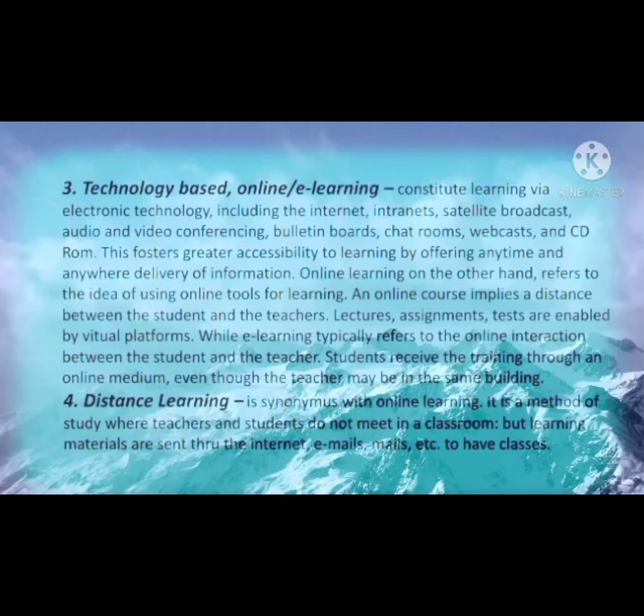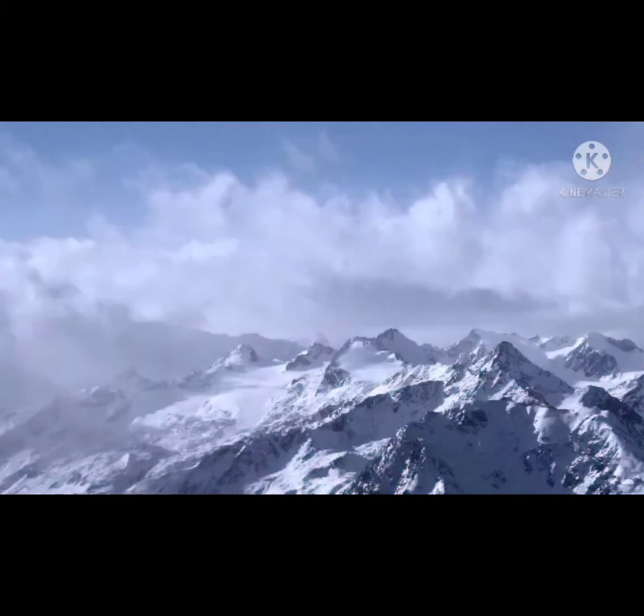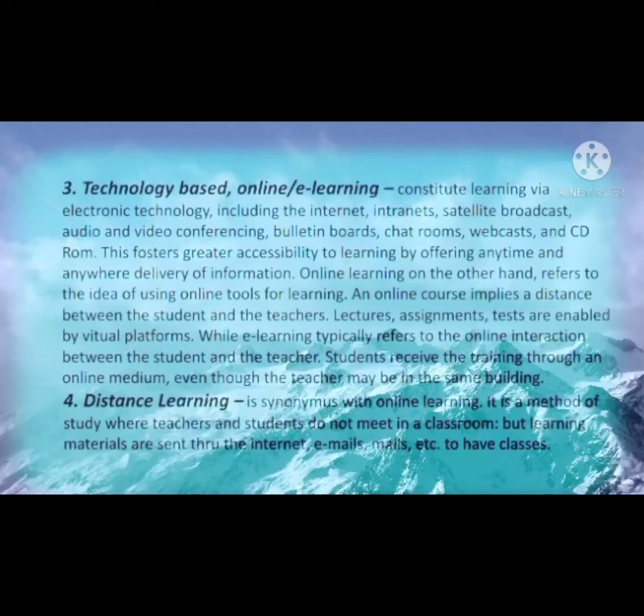Online learning, on the other hand, refers to the idea of using online tools for learning. An online course implies a distance between the student and the teachers. Lectures, assignments, and tests are enabled by virtual platforms, while e-learning typically refers to the online interaction between the student and the teacher. Students receive the training through an online medium, even though the teacher may be in the same building.